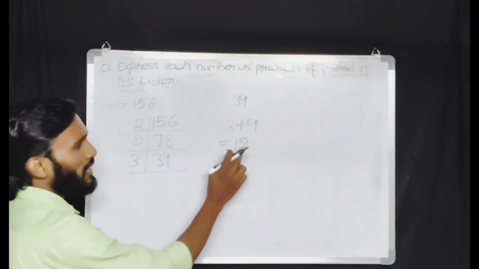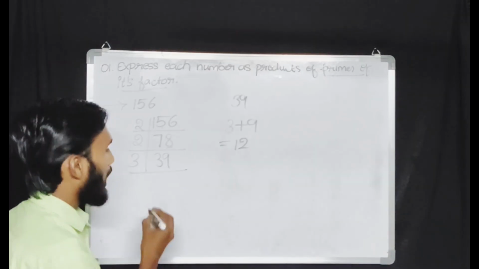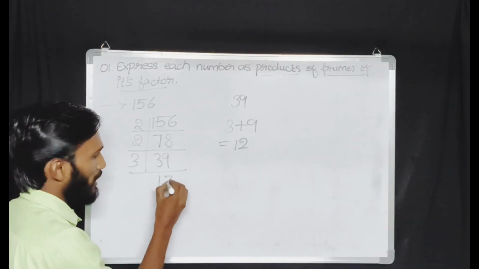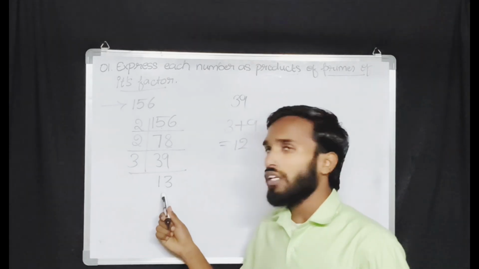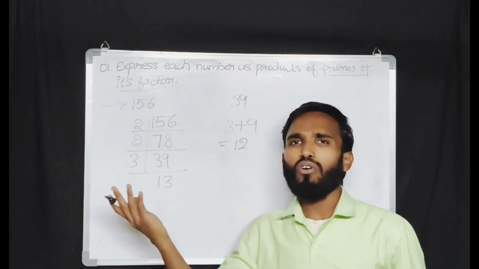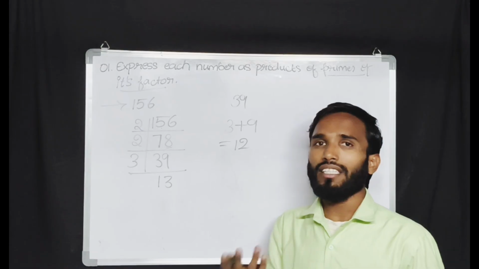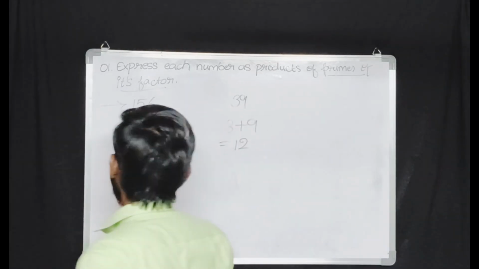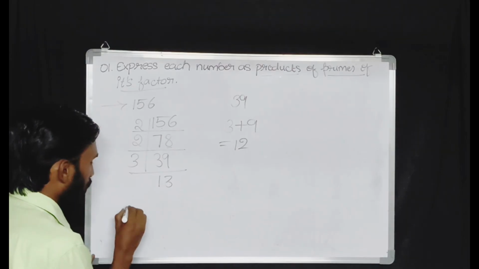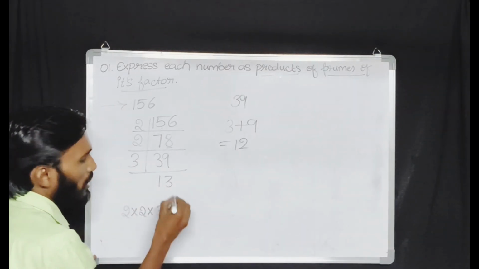In the 3 table, 39 is 13 times. As you all know, 13 is a prime number. There are no factors other than 13 and 1 for the number 13. So we can write 156 as 2 into 2 into 3 into 13.